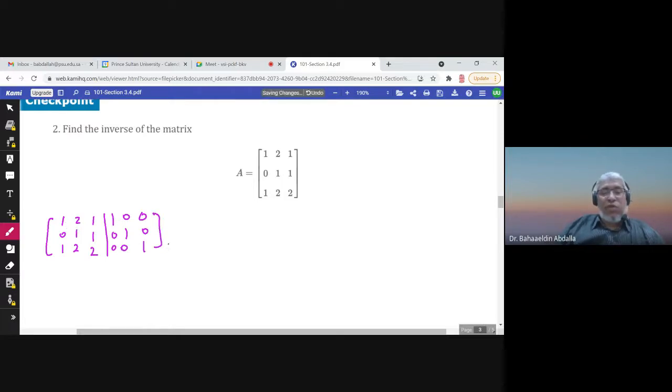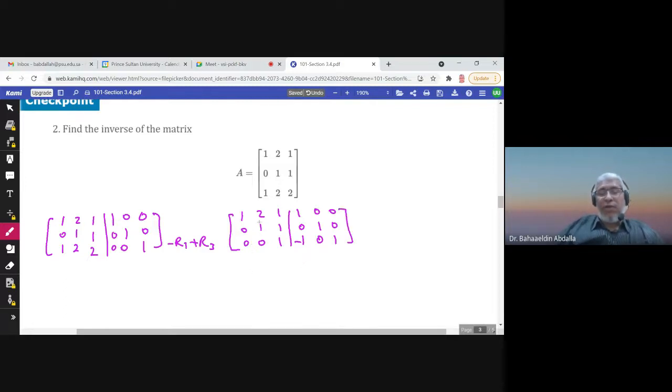Now this one is good, so I will multiply row 1 by negative 1 and add to row 3 to make this one 0. There is no change in row 2. Now, negative 1 plus 1 is 0. Negative 2 plus 2 is 0. Negative 1 plus 2 is 1. Negative 1 plus 0 is negative 1. Zeros, so there is no change here.